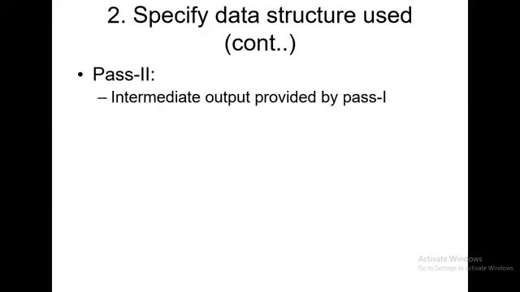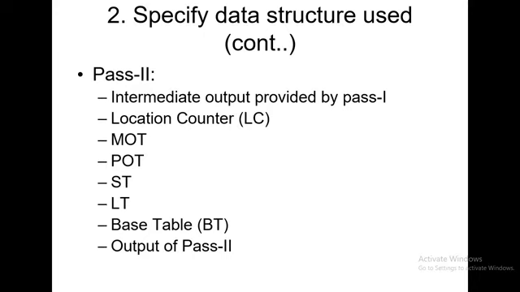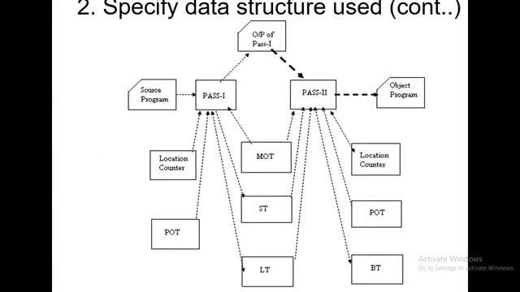Now see what are the data structures which are present in the pass2 assembler. The intermediate output provided by the pass1 assembler is one data structure. Second is the location counter, MOT table, POT table, symbol table, literal table. All tables which are present in pass1 are also present in pass2. One additional thing is there, that is the base table, which contains the registers. In this base table, whichever registers are present in the given program, you have to include into the base table. And finally, object code as output of pass2.